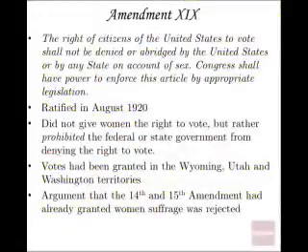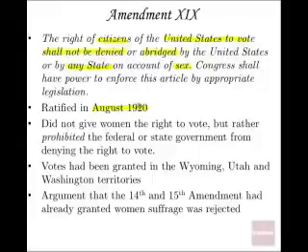And finally, Amendment 19 here. The rights of citizens of the United States to vote shall not be denied or abridged by the United States or by any state on account of sex. Congress shall have power to enforce this article by appropriate legislation. That is the entirety of Amendment 19. Very simple here. This was ratified in August 1920.